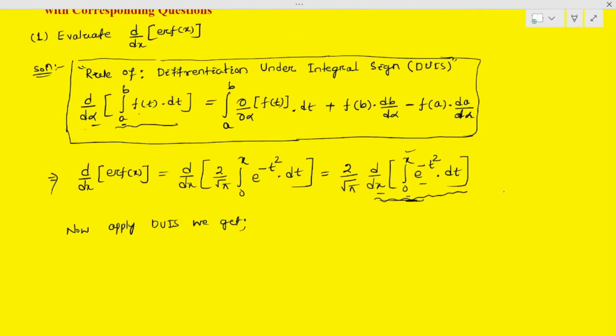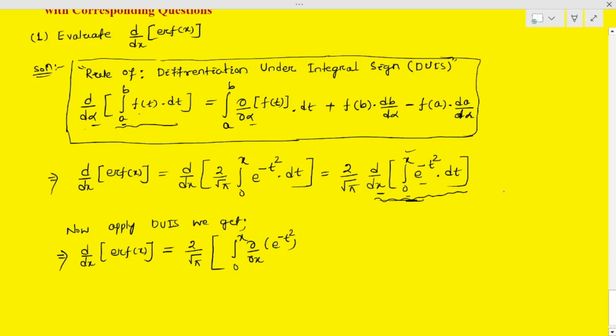So what will the value be? That implies d by dx of erf(x) will be equal to 2 by root pi, which we just write as such. Then the first term will be the integration from lower limit 0 to upper limit x of del by del x of the function, e to the power minus t square, integrated with respect to t.